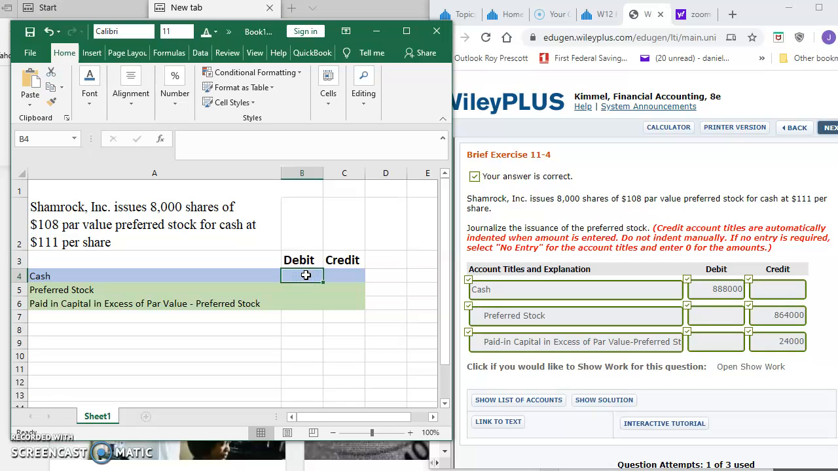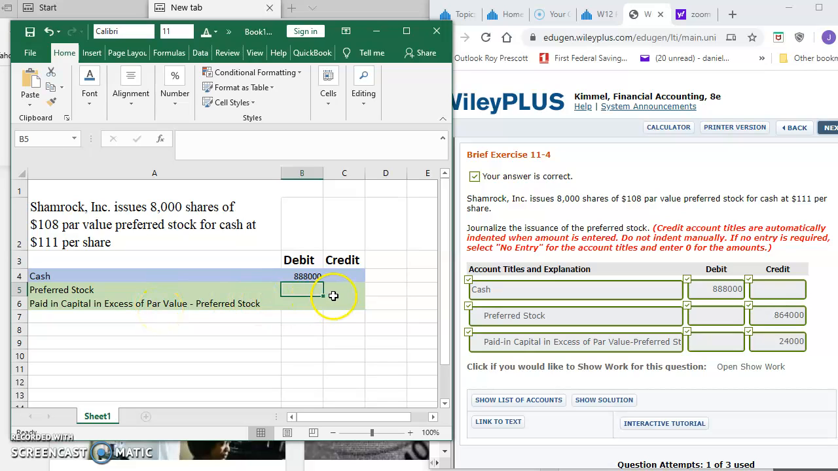And the total amount of cash is going to be equal to the number of shares times the value that we were paid for that. So in this case, it's $111. So 8,000 times $111 will give us a cash influx of $888,000. The next part of this question is to break down or journalize the preferred stock and the paid in excess stock.